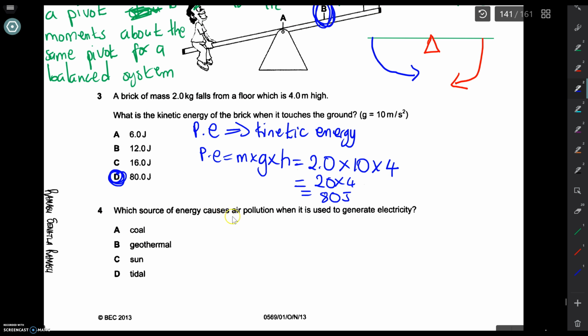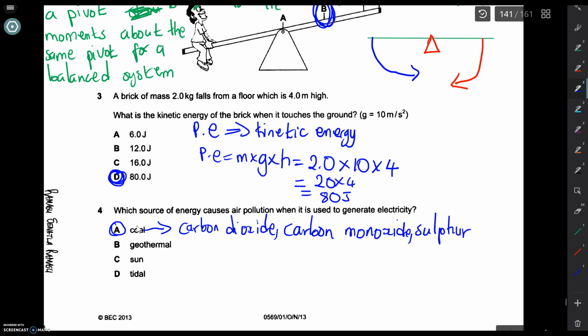Question 4 says which source of energy causes air pollution when it is used to generate electricity? Well, coal will cause air pollution because you burn it to release carbon dioxide, sometimes carbon monoxide, and sometimes sulfur dioxide, if the coal is not pure, right? And all these gases are pollutants.